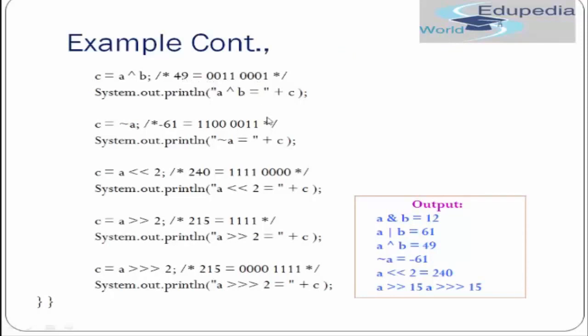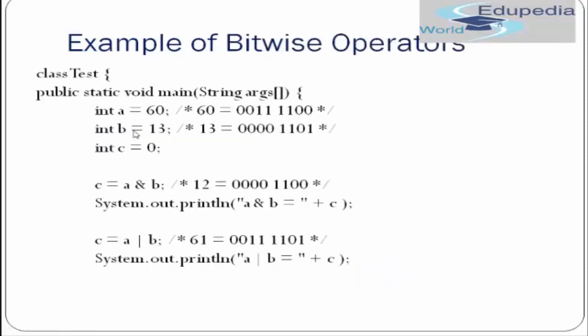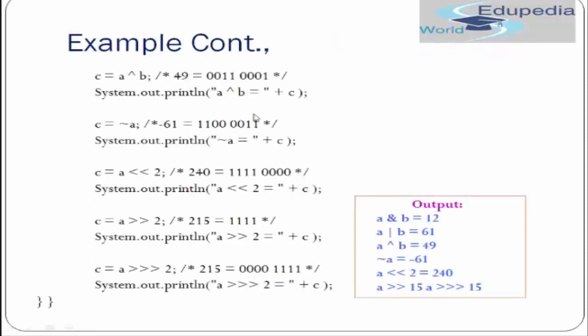Okay. Then we are doing negate of A. The A, which was earlier 00111100, will now become 11000011. So every 1 will become a 0, and every 0 will become a 1 if you are putting an invert operator or a negate operator. So the numeric value will be minus 61.